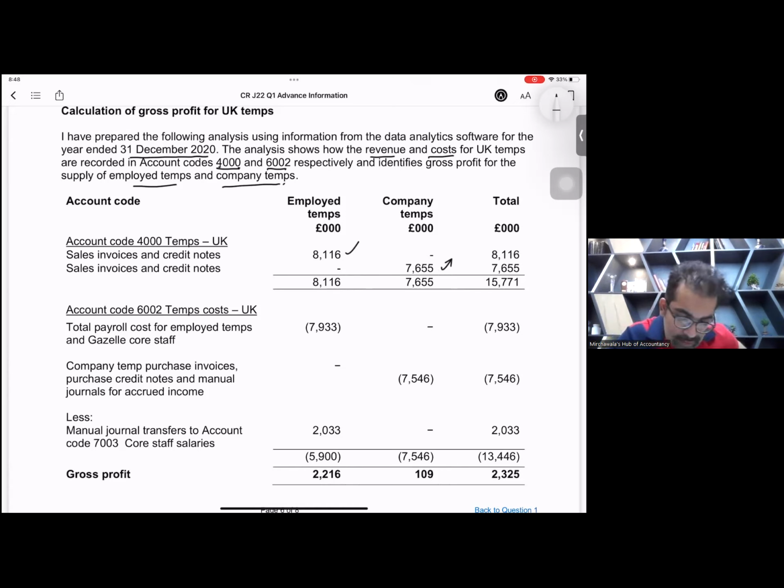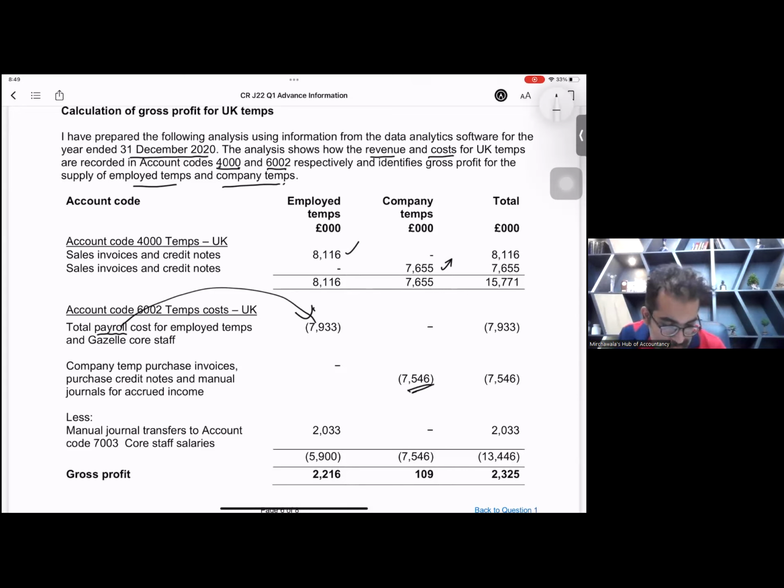Total sales you have. Now, for employed temps, as they are your employees, see the word payroll, the payroll cost. With company temps, we are just taking a service from another company. In that case, this is not going to be our employees. These 7546 are not our employees.